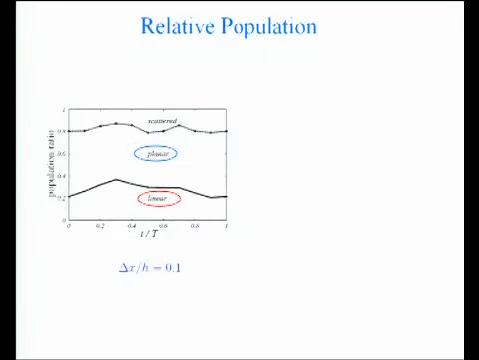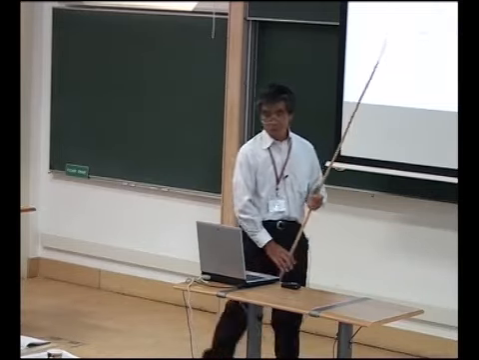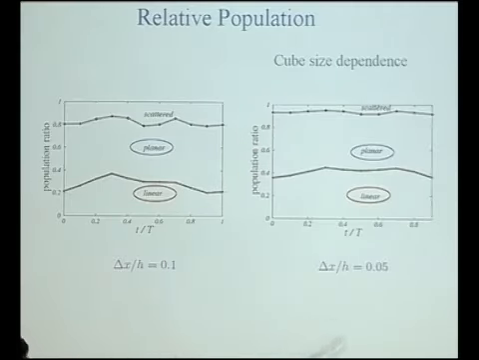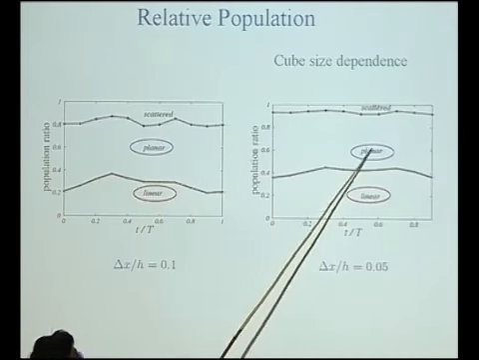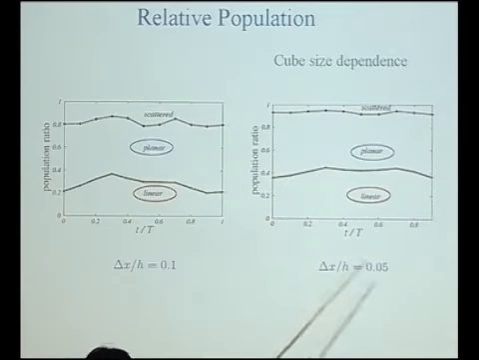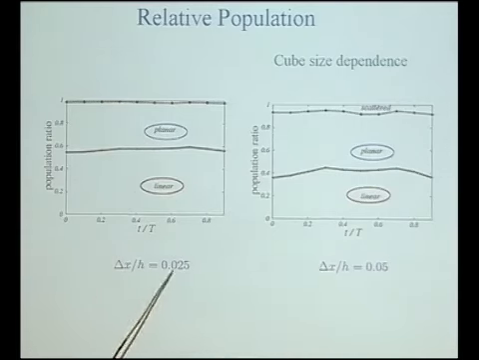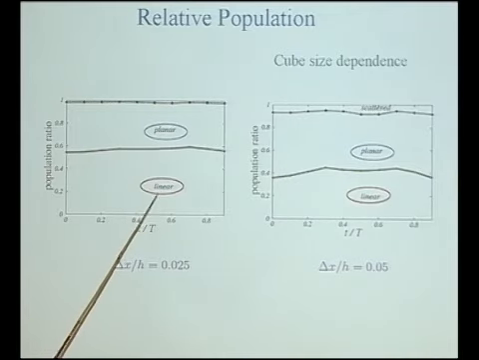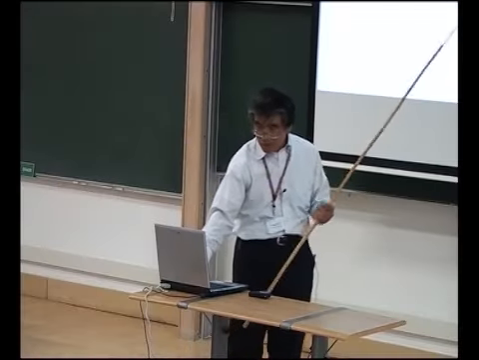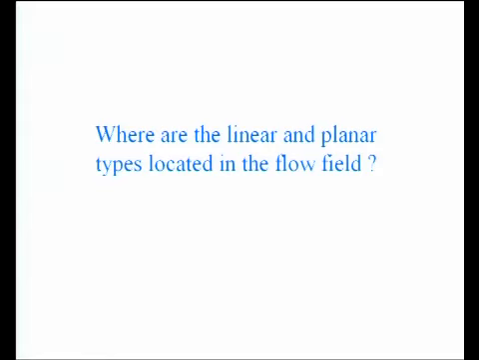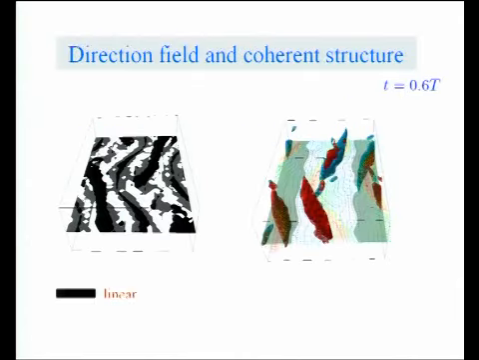And this is the result, the relative population of linear region, planar region, scatter region with this size of box. Of course, this depends on the size of cube. So we checked the cube size dependence. We make the size halved. Then we find the scatter region is smaller, and if we make it further smaller, the scatter region disappears. So we have only linear region and the planar region.